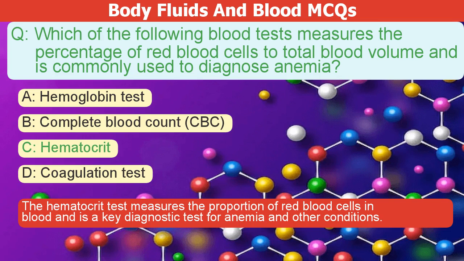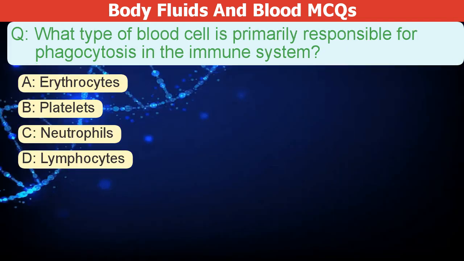The correct answer is C. The hematocrit test measures the proportion of red blood cells in blood and is a key diagnostic test for anemia and other conditions. What type of blood cell is primarily responsible for phagocytosis in the immune system?